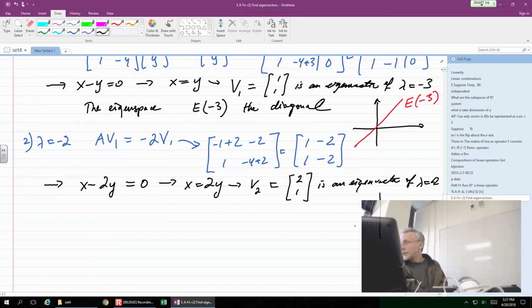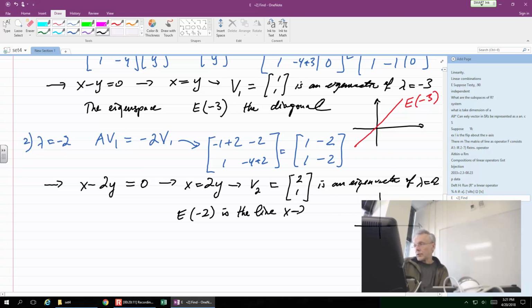Again, I attach a picture to indicate what my eigenspace is. So it is the line. What line? The line that we have, x is equal to 2y, is in fact an equation of a line, and that is the other eigenspace. So y is x over 2, so this is it. I can write it as y equal x over 2 just for convenience. And that is the line, and the eigenspace is E negative 2.